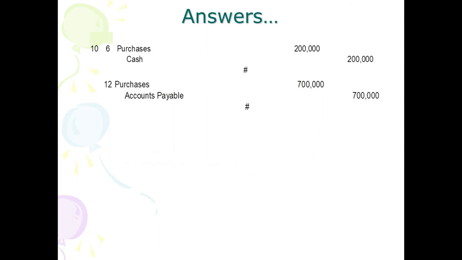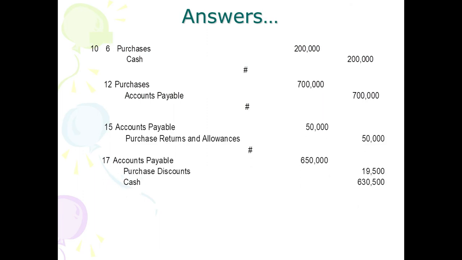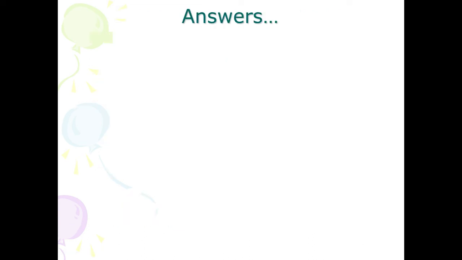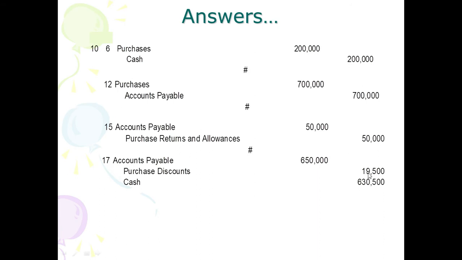Yes, we purchased for cash, we purchased on account, we returned, and then we paid. Wait, why is this 650,000 times 0.02? Why is it 19,500? Oh no, it's not 0.02. Sorry, class. It's 3%. So 650,000 times 3% is 19,500. Okay, so that's what you got right there. I think you got the correct answer. And then finally, we have transportation in of 7,000.